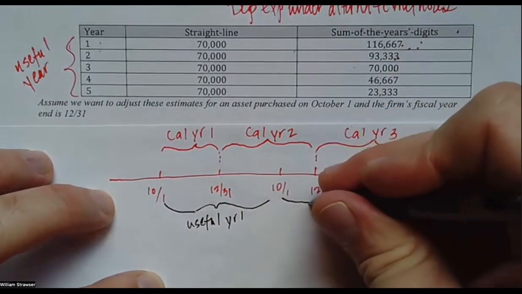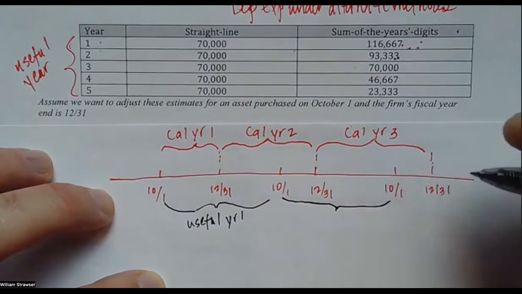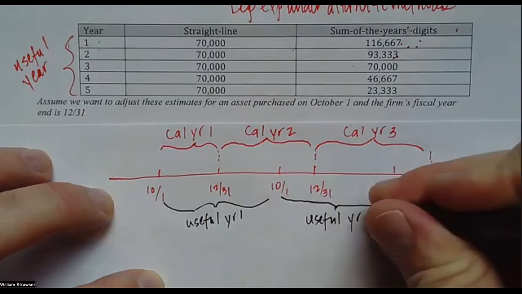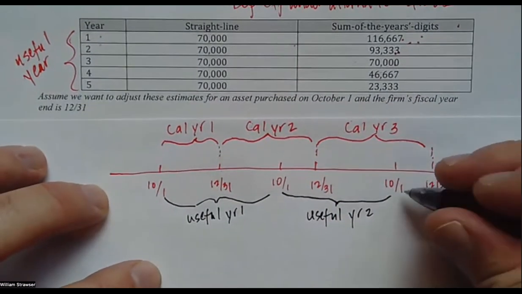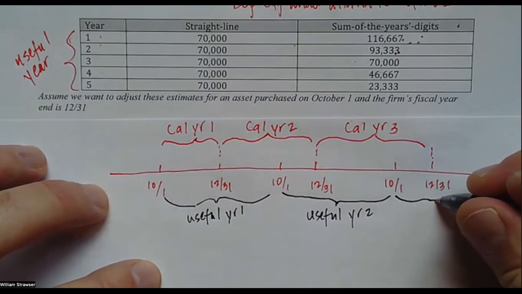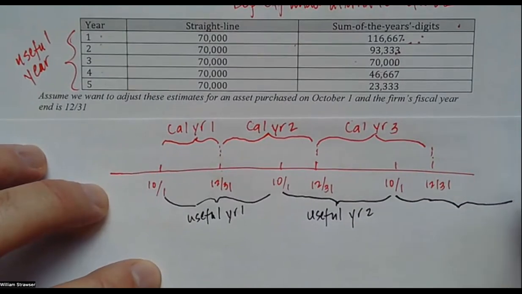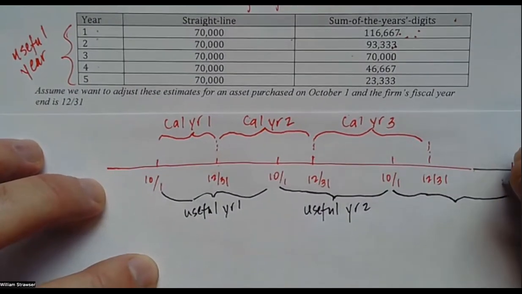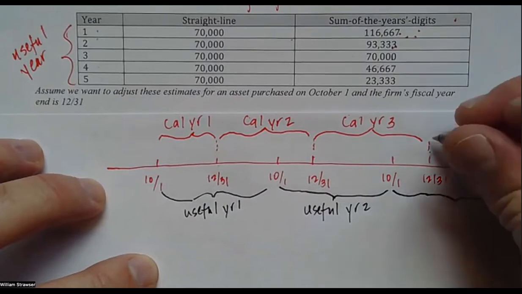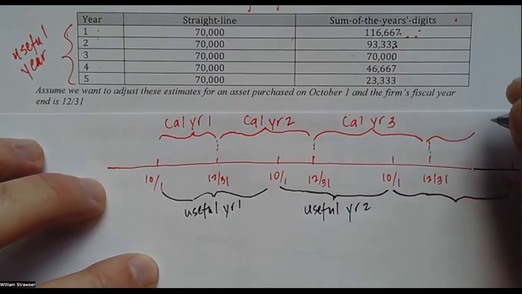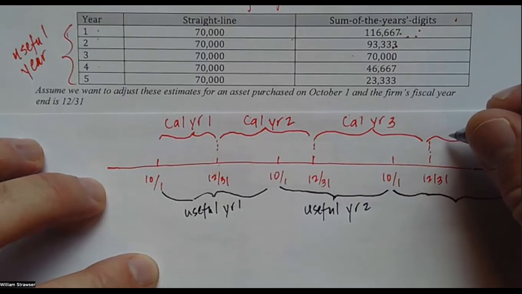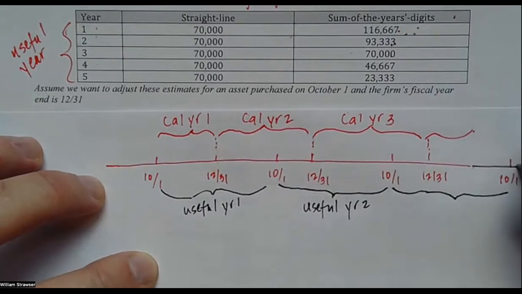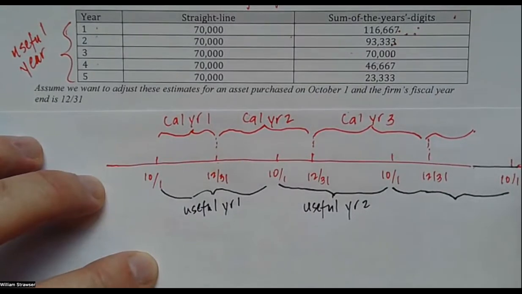And then the second useful year does the same. And the useful year is just on 10/1 because that's when we bought it. So that's useful year 2. And then useful year 3 would bridge over calendar year 3 and all the way into year 4. Something, nope, that's right. Sorry. It takes it a little further to do the calendar year 4.